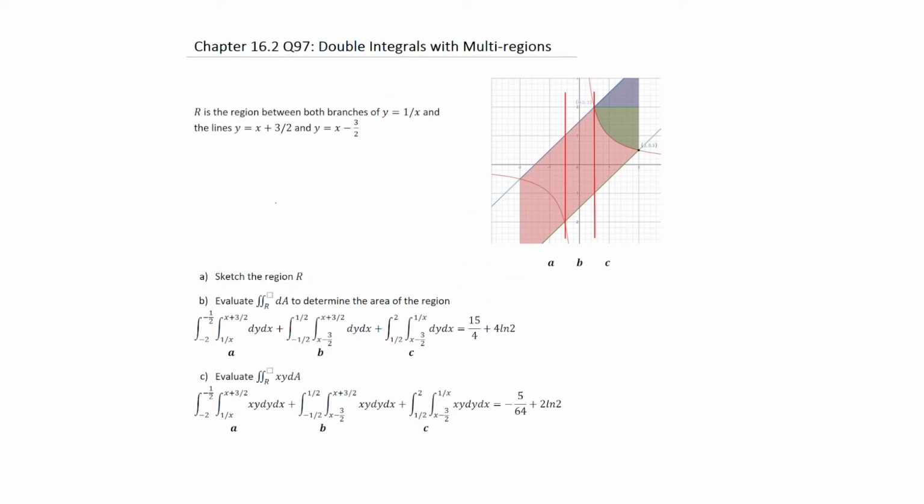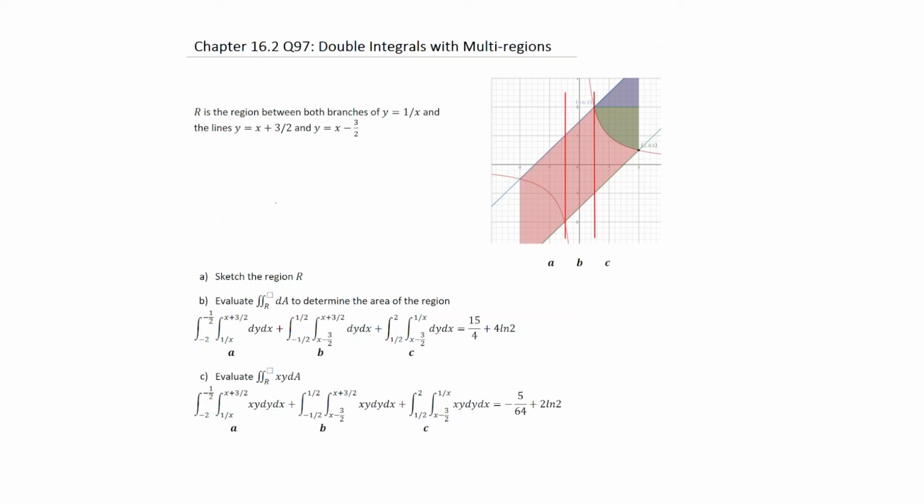So the last problem we look at is one from chapter 16.2, that is question 97. That's again double integrals with multi-regions. And you're given that R is a region between both branches of the function y equals 1 over x, and the lines y equals x plus 3 halves and y equals x minus 3 halves. So the first part of the question asks you to sketch the region R.